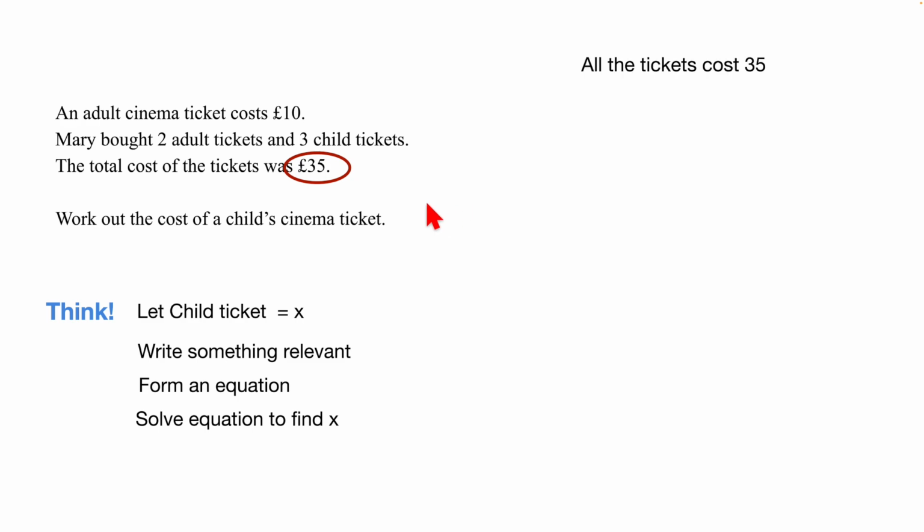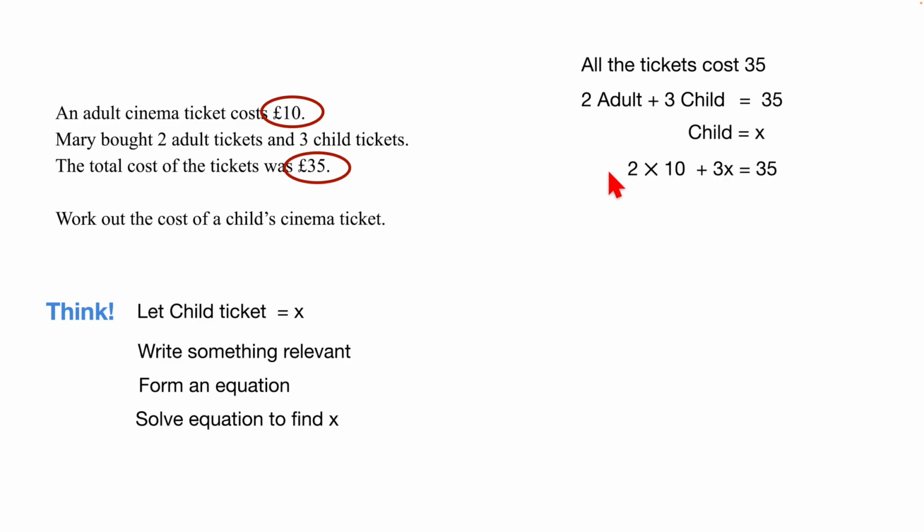So we know £35. All the tickets cost 35. That's not going to get us very far. But we can drill down into this all the tickets bit. 2 adults and 3 child tickets equals 35. And we know that the adult tickets cost £10. So 2 times £10 plus 3x equals 35. Right, that's our equation. We're going to solve that to find x.